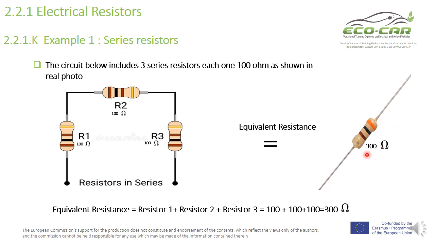Where do we get this one from? From 100 plus 100 plus 100. Resistors 1, 2, 3 equal 100, 100, 100, which equals 300 ohms. So the R equivalent now is 300 ohms. This is the result of the equivalent resistance, obtained by adding resistor 1, resistor 2, and resistor 3. So we have here the R equivalent for this series circuit.